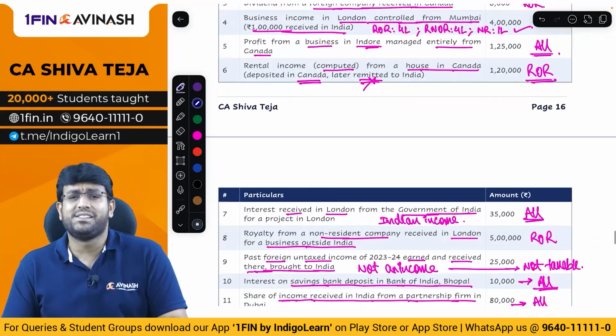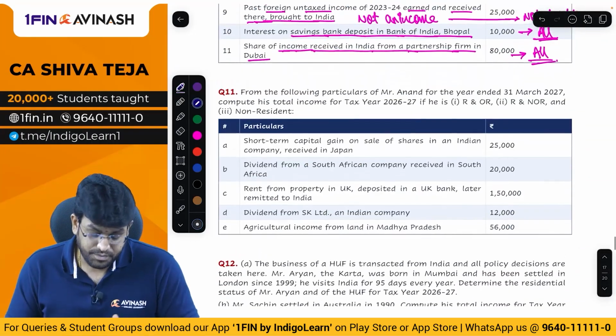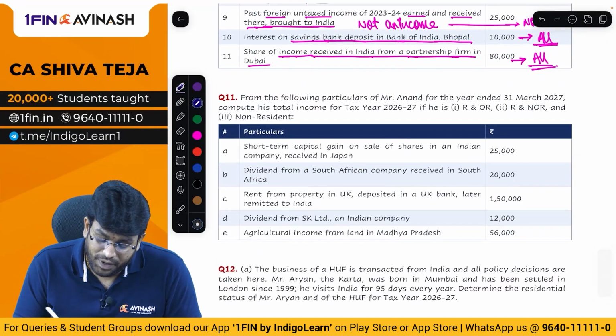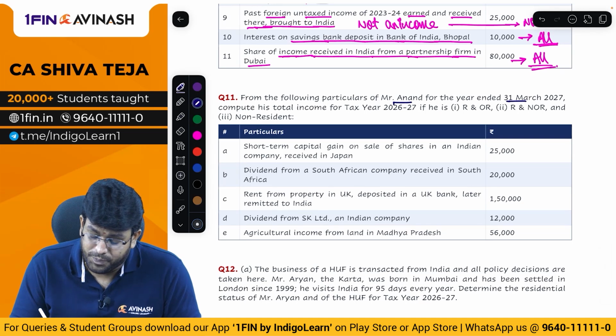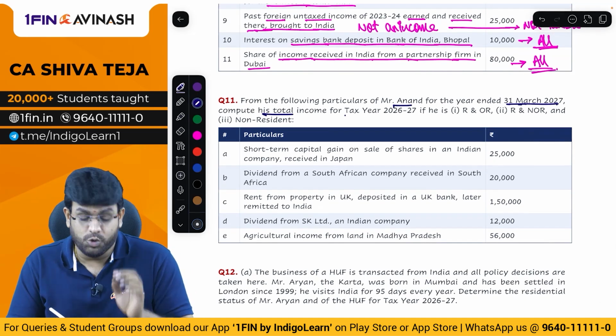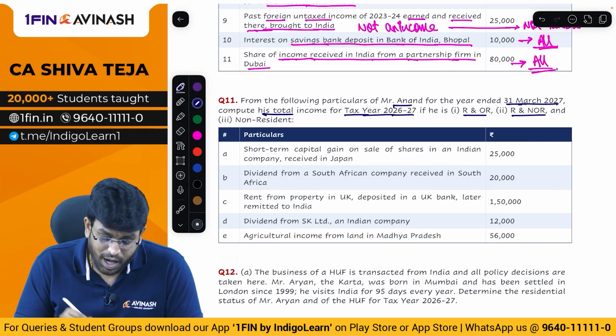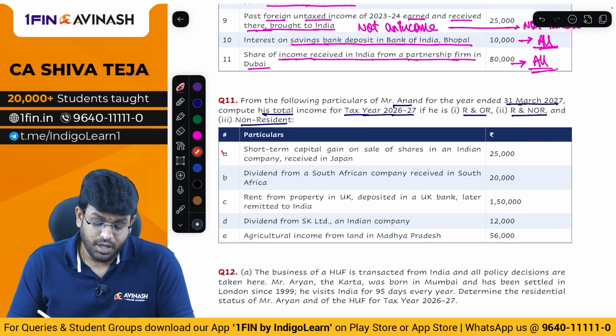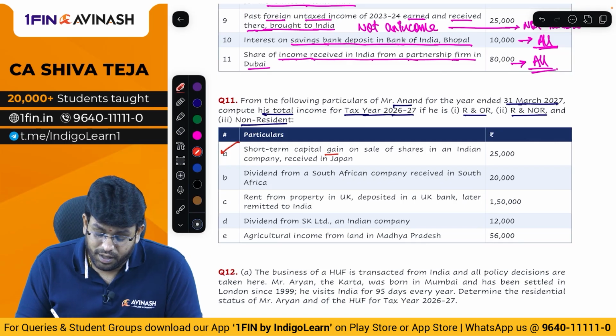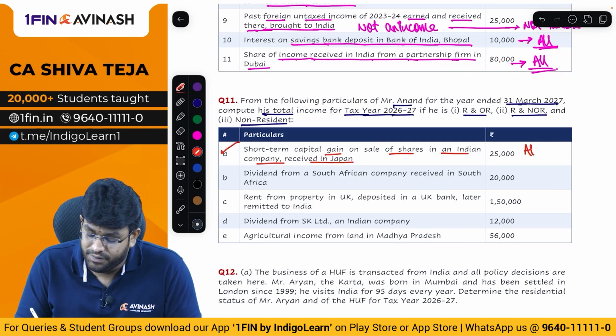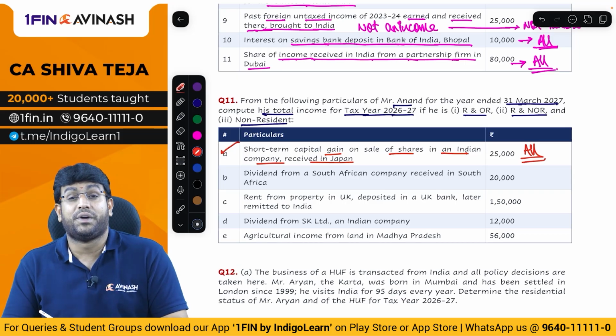Ready, comfortable and easy. Next, from the following particulars of Anand, for the year ended 31st March 2027, compute his total income for tax year 26-27, if he is ROR, RNOR and NR. Short-term capital gain on sale of shares in Indian company received in Japan will tax for all because it is shares of an Indian company.